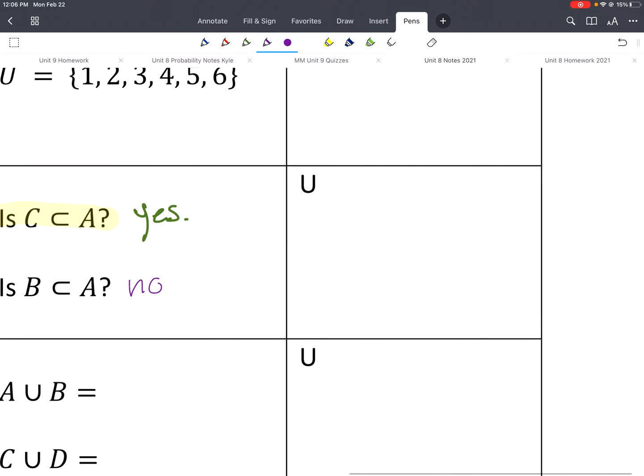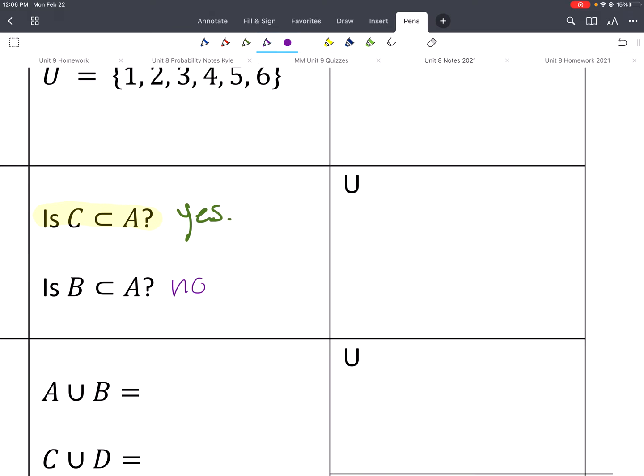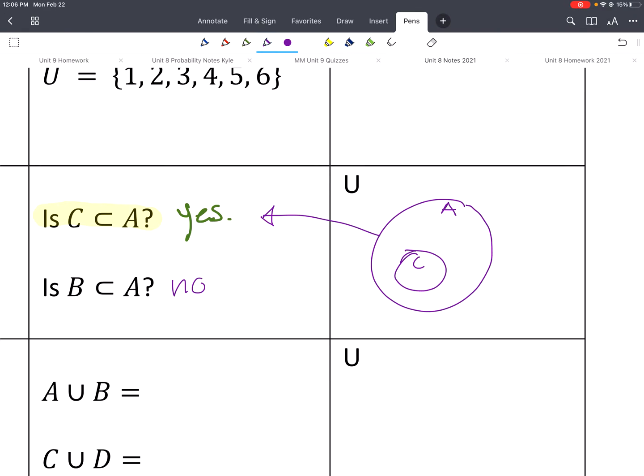If we were to sketch a little Venn diagram of what that looks like, we'd have a circle for A, and C would be inside of A. Okay, so that would be a good example for here. Or I guess maybe vice versa, we'd draw it that way.